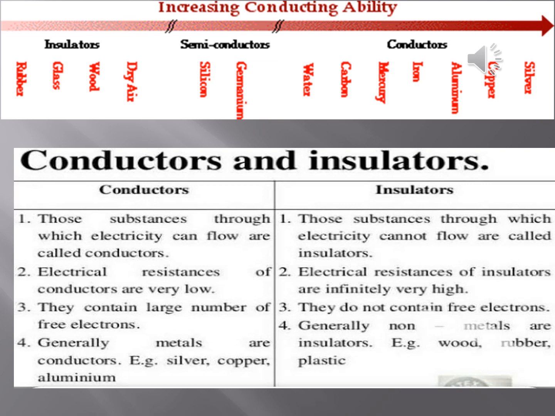as an insulator. The difference between conductors and insulators: substances through which electric current can flow are called conductors. The electrical resistance of conductors is very low and they contain a large number of free electrons. Generally metals are conductors, for example silver, copper and aluminium. Substances through which electric current cannot flow are called insulators. The electrical resistance of insulators is very high. They do not contain free electrons. Generally non-metals are insulators, for example wood, rubber and plastic.